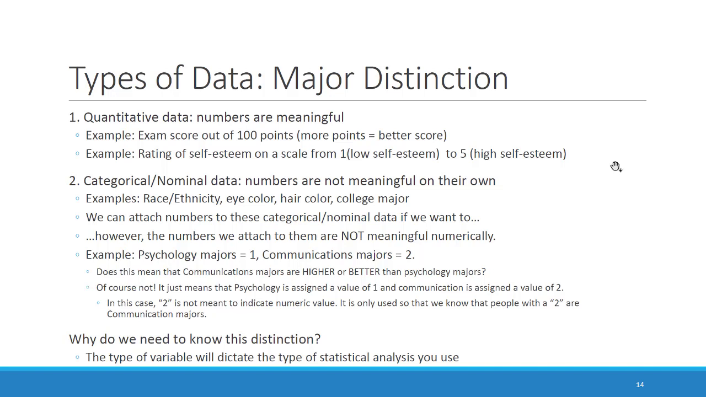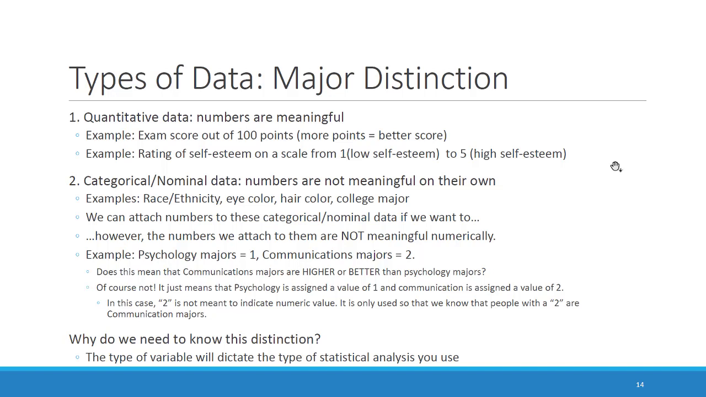So what does this mean? Let's take the example of college major. Say we have a data set where psychology majors are coded with the number 1 and communications majors are coded with the number 2. Does this mean that communication majors are higher or better than psychology majors? No, of course not. It just means that psychology majors are assigned a value of 1 and communications majors are assigned a value of 2. In this case, 2 is not meant to indicate numeric value. It's only used so that we know that people with a 2 are communication majors.